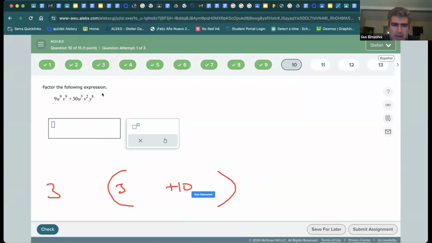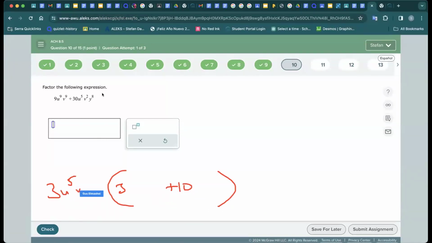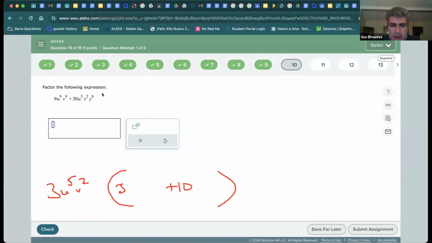Now, let's look at the U's. So think of U like a Christian McCaffrey jersey. The first store's got 9 of them. The second store's got 5 of them. So obviously they each have 5 in common. You put U to the 5th. And look at the V's. You have V to the 9th and V squared. Let's say V is like a Brock Purdy jersey. They have 2 of them in common, right? Great. So now you took 5 McCaffrey jerseys away from the first store. How many are left?